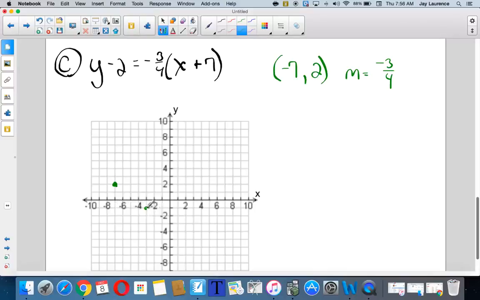Down 1, 2, 3, right 1, 2, 3, 4. If I go up 1, 2, 3, I can go left 1, 2, 3, and I'll have to guesstimate because I ran out of room. But even with my guesstimate, it still looks like it's on that line. And so then my line can do this. 1, 2, 3, 1, 2, 3, 4.